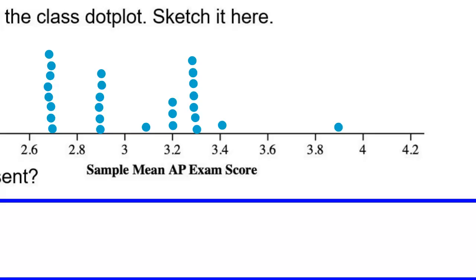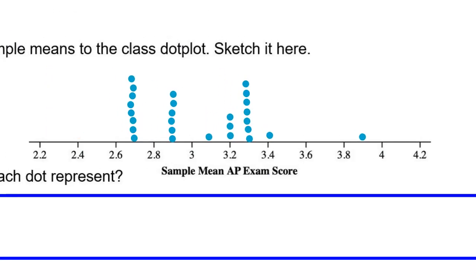2.2, 2.4, 3.3, and 2.9. You had 3.4, 2.8, and 3.7. 3.3, 2.7, 2.9, 2.5, 2.7, 2.9, 2.4, 3.5, and 3.1. All right, there's our dot plot.